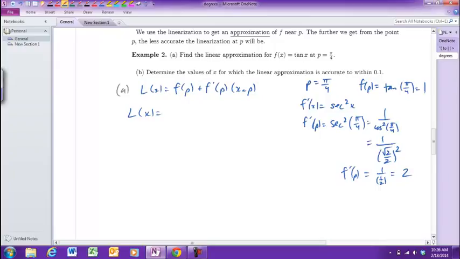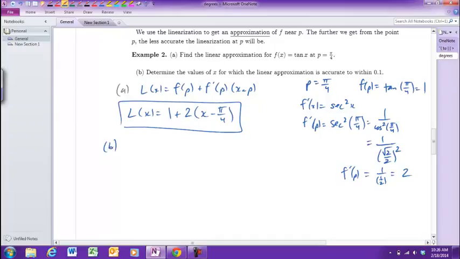So my L of x is equal to, let's see, f of p is 1, f prime of p is 2, and then I get x minus pi over 4. And I could multiply the 2 through here, but it wouldn't really make the equation any easier or look any nicer, so I'm just going to leave it like that. That's my L of x.